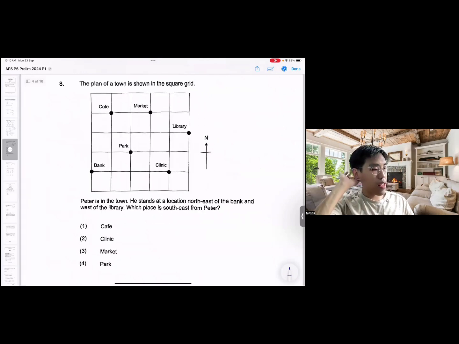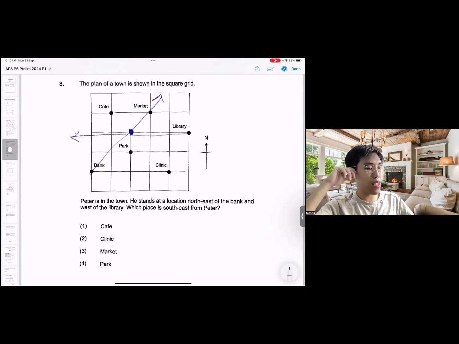Okay, question 8. The plan of a town is shown in a square grid. Peter is in the town, inside here. He stands in the location northeast of the bank and west of the library. Northeast of the bank, so it's about here, along here. It could be the market, but it's not the market. And west of the library. So you see that this is where Peter is. At which place is southeast from Peter? Southeast is this side. So answer: clinic.